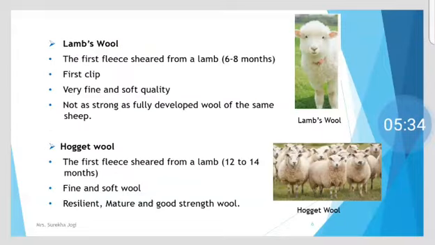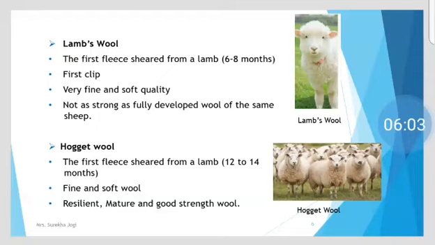Next type is lamb's wool. Wool obtained from 6 to 8 months old lamb, and when it is a first fleece sheared from a lamb, is called as lamb's wool. This wool is also called as fleece wool or first fleece. Here fleece means thick covering of wool on a sheep, and shearing means to cut the wool of a sheep.